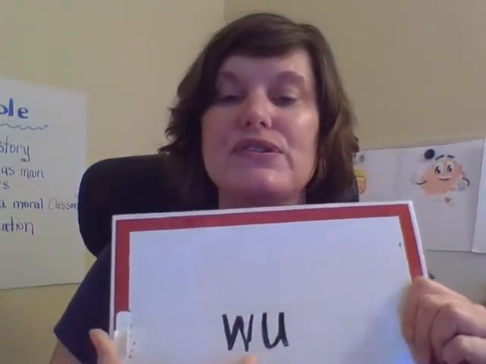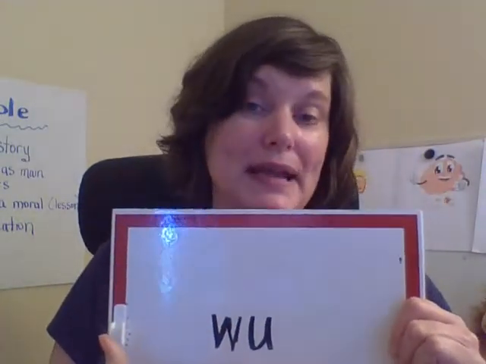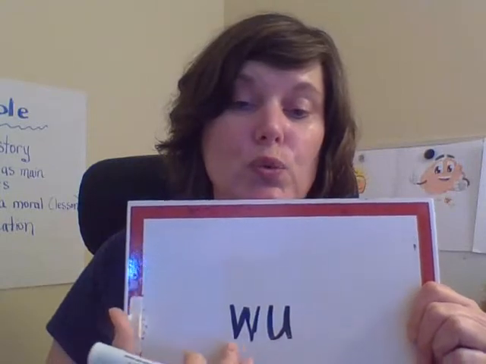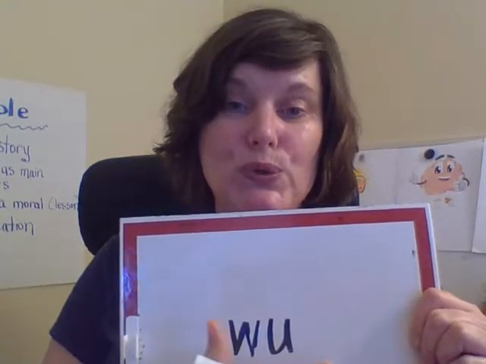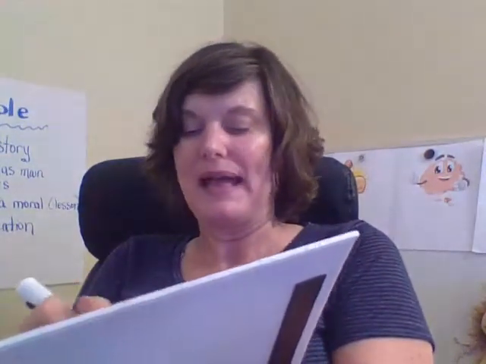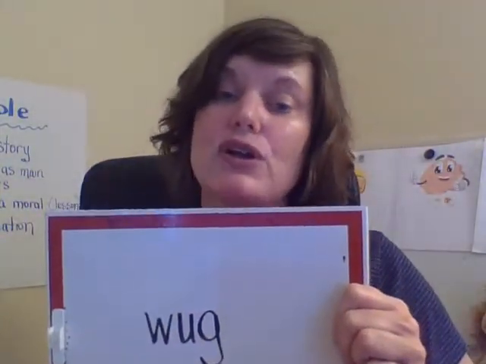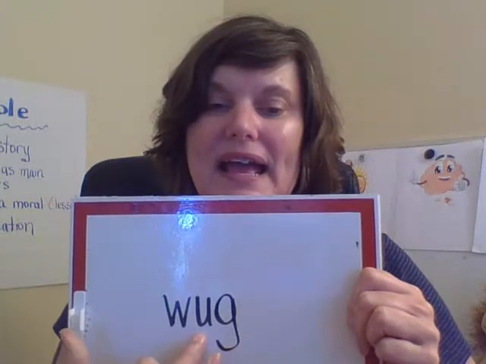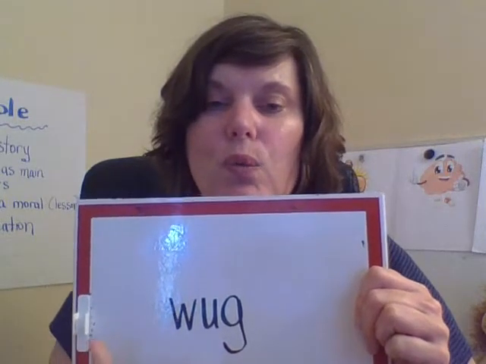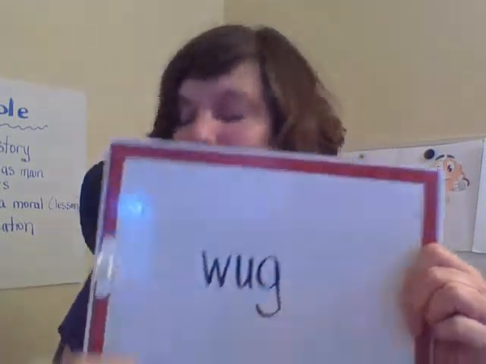All right, let's do another transformation. So since this is an open syllable, it's going to make a long U sound. Woo, woo. Now, let me add a letter and transform it. We now have a closed syllable. So it's going to say, ready? Wug, wug. Very good.